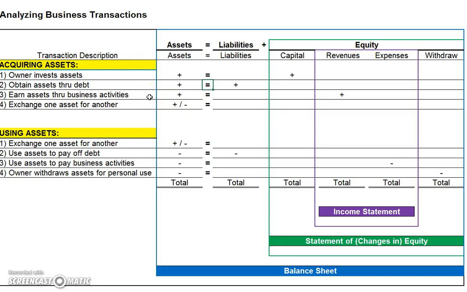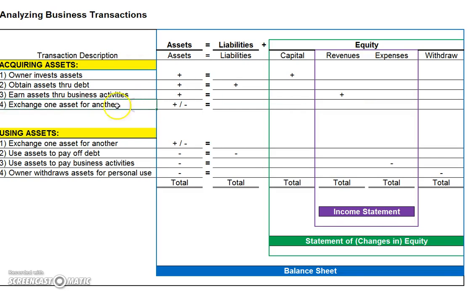In the third example, the business obtains the asset through the business activities, whatever activity or event they said they're going to do to be in business. Once again, we're adding to the asset, and in this case, we're adding to the equity, but we're going to put it under our revenues column, because if you earn assets through business activities, that is the definition of a revenue, which is inflows of assets by being in business.